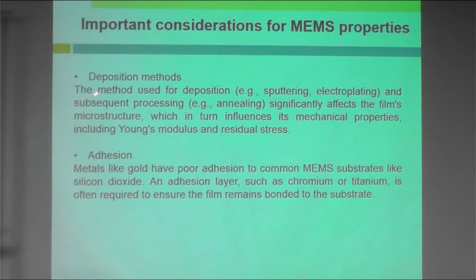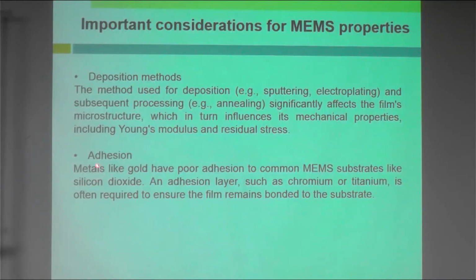And deposition method, the method used to deposit the materials such as sputtering or electroplating, and subsequent processing, if you do annealing, for example, can significantly affect the film microstructure, which in turn influences its mechanical properties, including Young modulus and residual stress. So we have discussed residual stress, and of course, with annealing, for example, in bulk material processing, you do annealing also, you can change or improve the property of certain materials. So it's the same here.